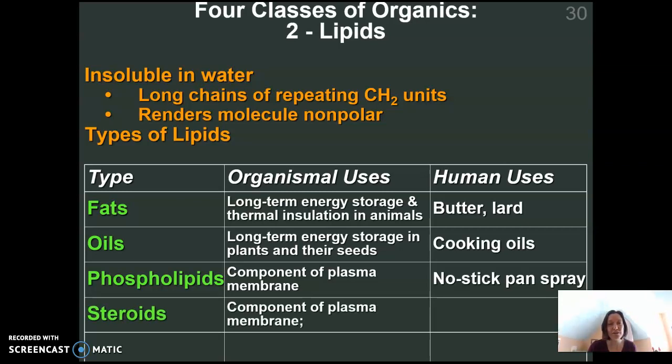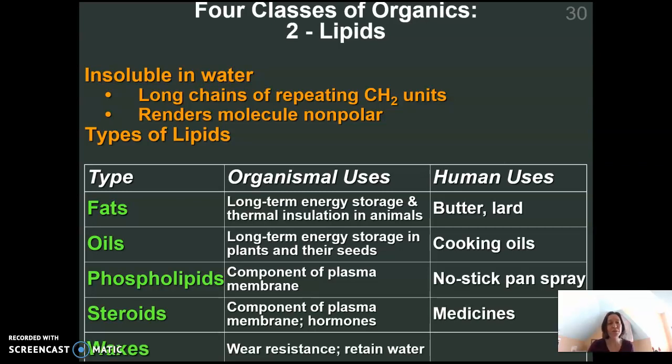There are steroids, types of lipids. They're on the membrane and they are hormones. Even in plants, we see those as medicines in human use. And plants produce waxes, which help plants to retain water and resist wear. Of course, in our human world, we use waxes for candles and polishes and that type of thing.